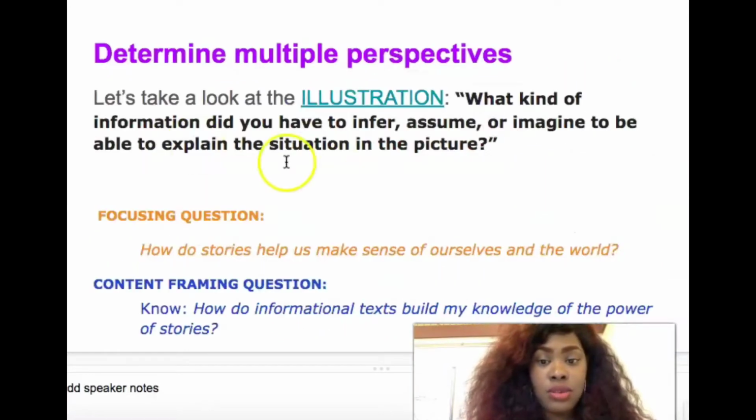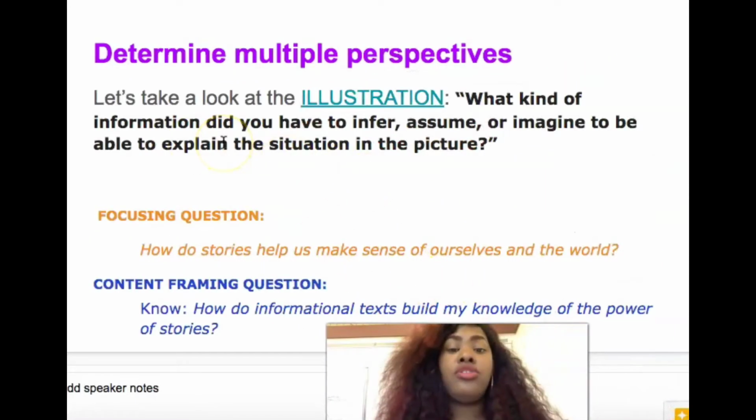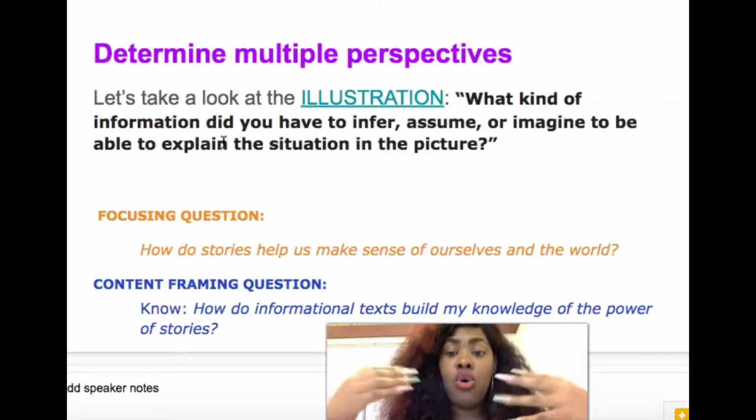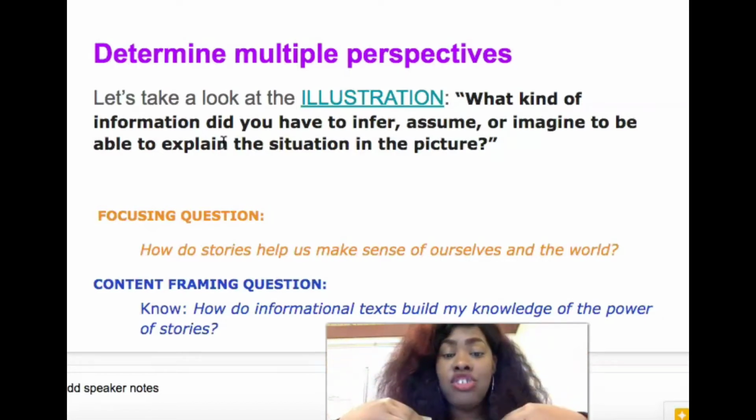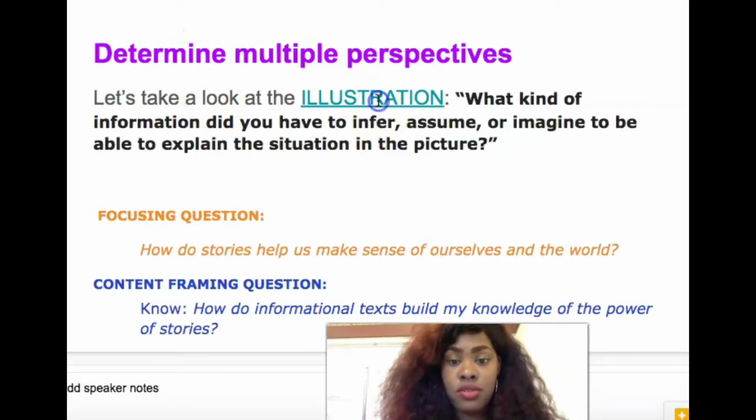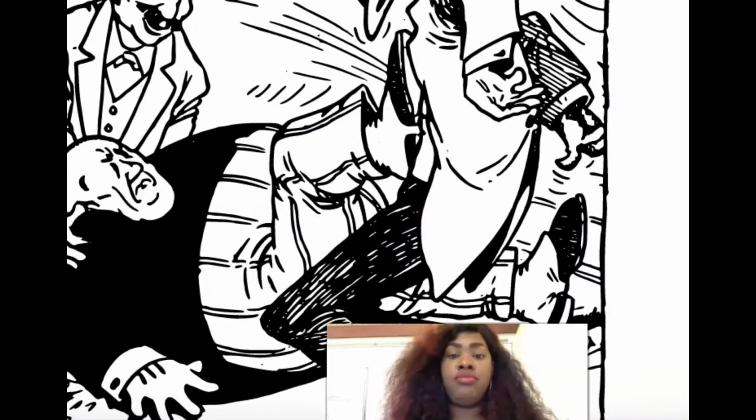So let's go ahead and get started with today's lesson. The first thing that I want us to do is look at the illustration. I'm going to show the illustration here in a second. And I want you guys to ask yourselves, what kind of information did you have to infer or assume or imagine in order to be able to explain the situation in the picture? So let's go ahead and look at this illustration.